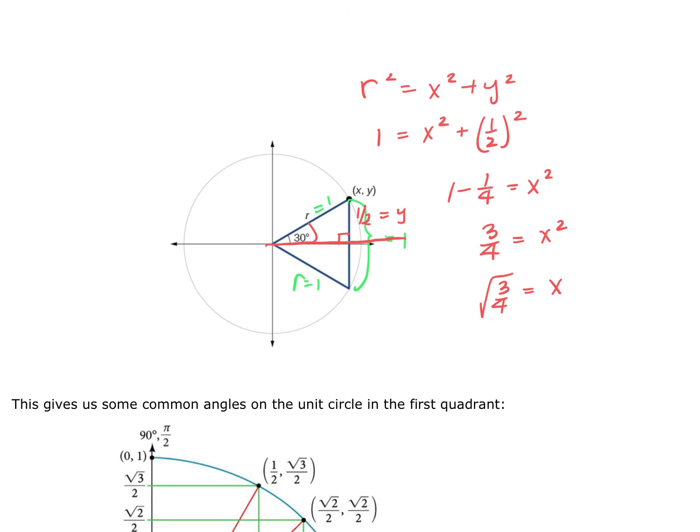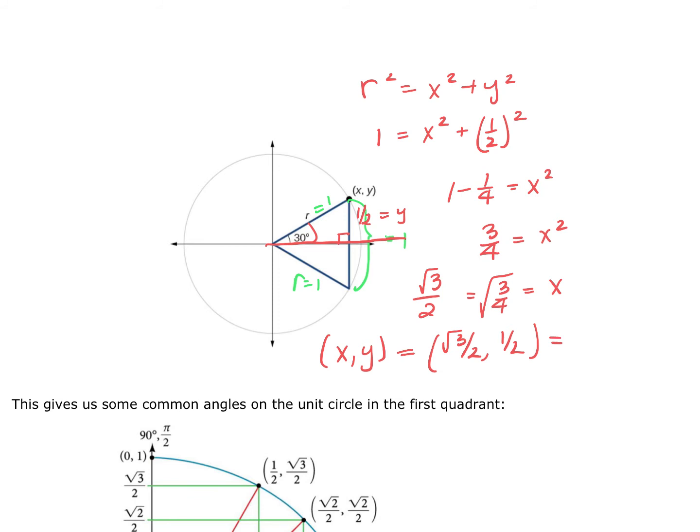I'm going to distribute the square root in the numerator and the denominator, so the square root of 3 over the square root of 4, which is just 2. And so I have found my x value. So my ordered pair, which is x comma y, for the angle that is pi over 6 or 30 degrees, is going to be equal to the square root of 3 over 2 comma 1/2.